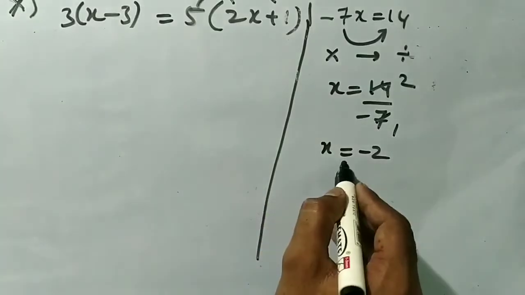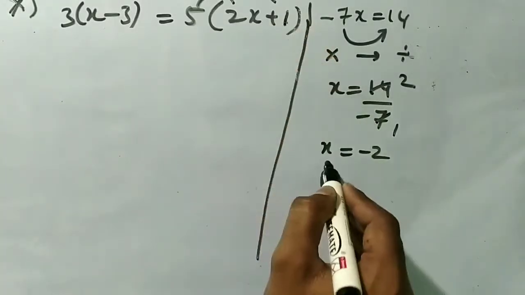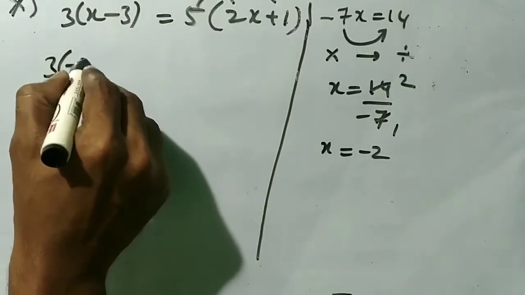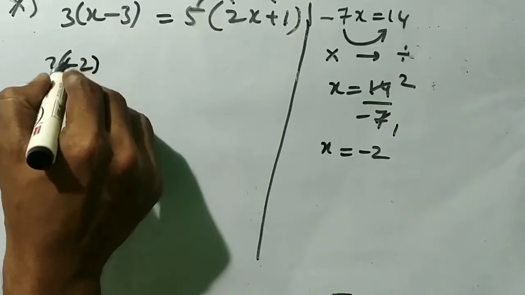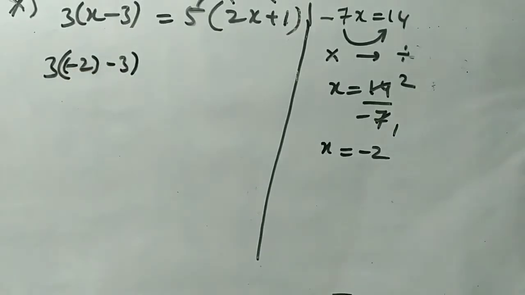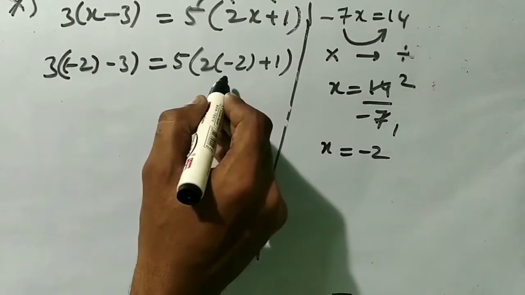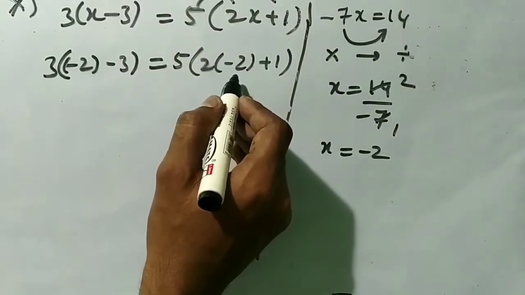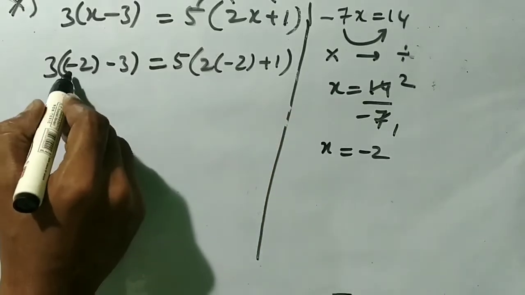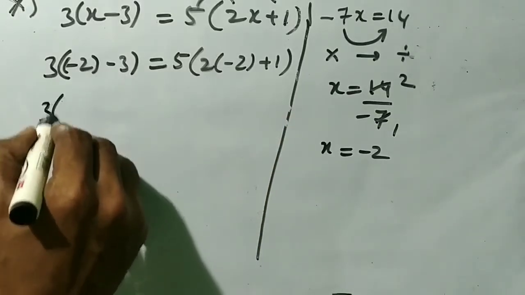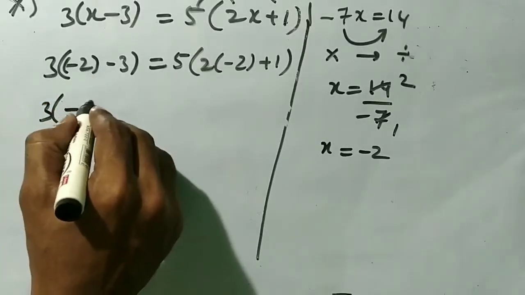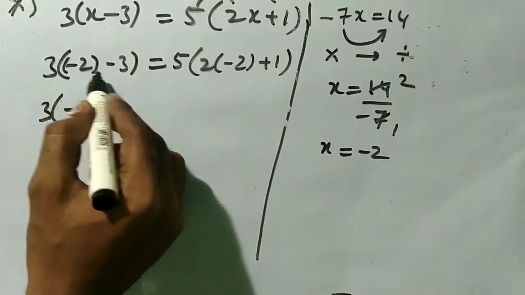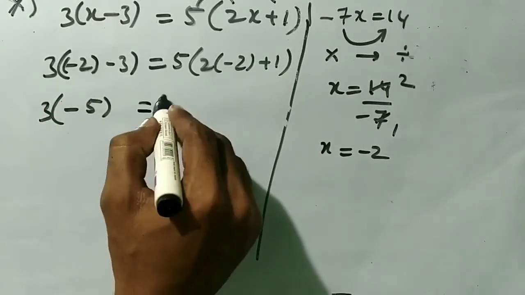So we have to substitute the value in the question. This is 1. Wherever there is x, we have to substitute minus 2. That is 3 into minus 2 minus 3. We have to put the minus value in a bracket so that we won't get confused. So here, minus 2 minus 3. So 3 into minus 2 minus 3 gives minus 5.